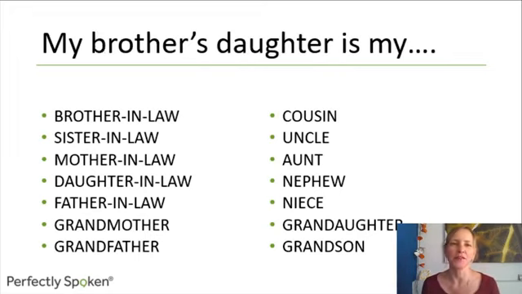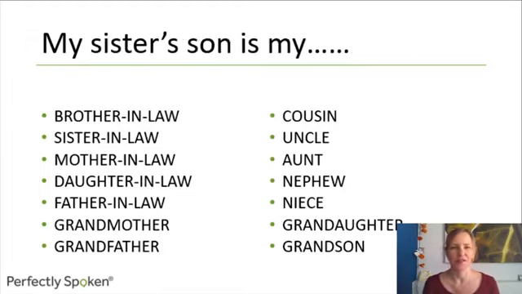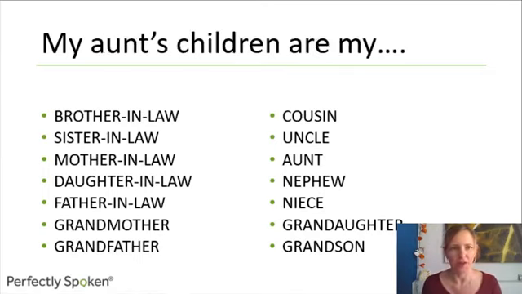And my brother's daughter is my niece, okay, niece. Good. And my sister's son is my nephew. Notice the pronunciation here, the P and the H, a F. So nephew. Very good. Okay.